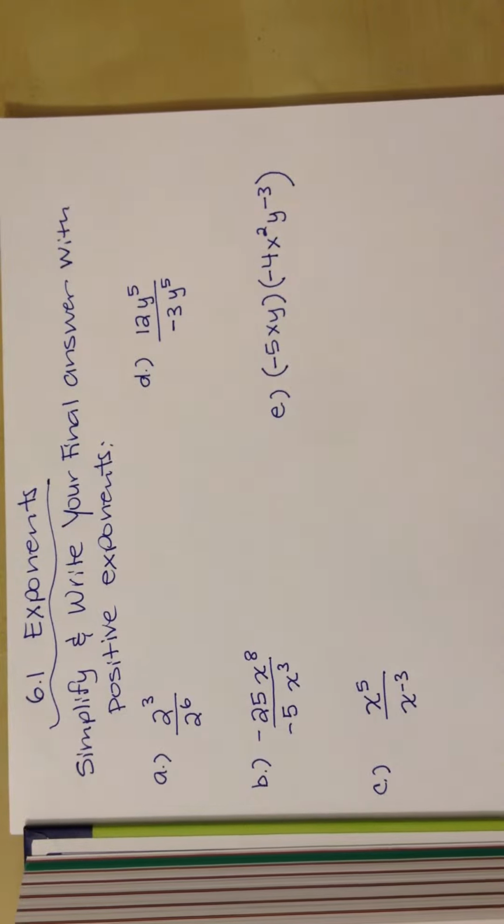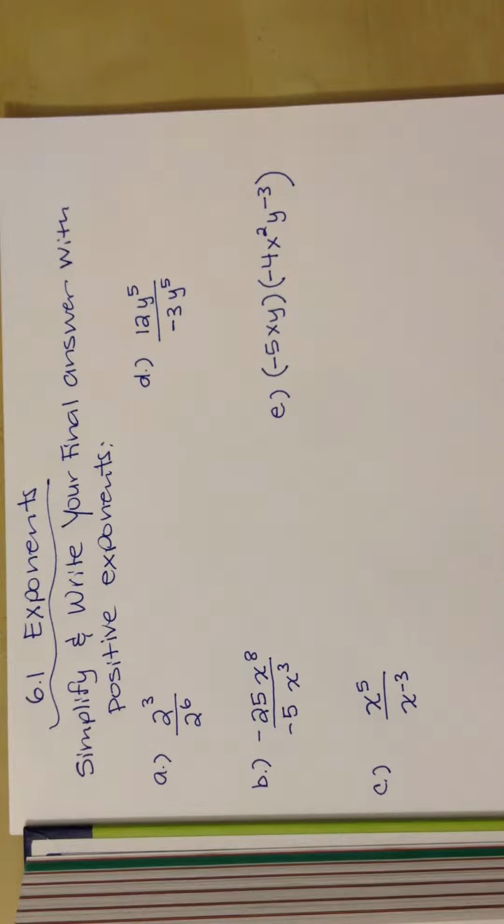For section 6.1, we are going to simplify these 5 examples using the exponent rules that are listed at the beginning of your section. Make sure that you have the rules memorized. So what we want to do is simplify and write your final answer with positive exponents.